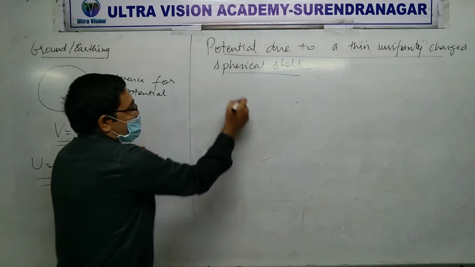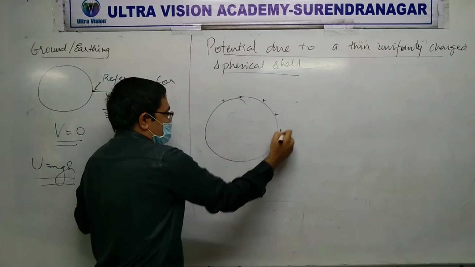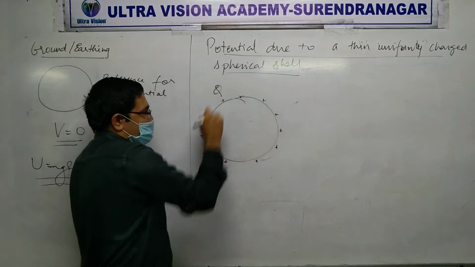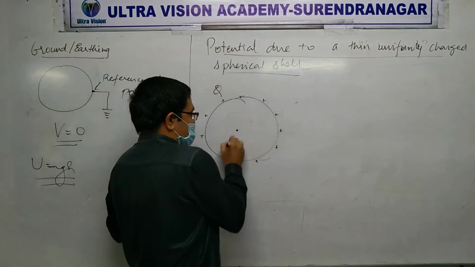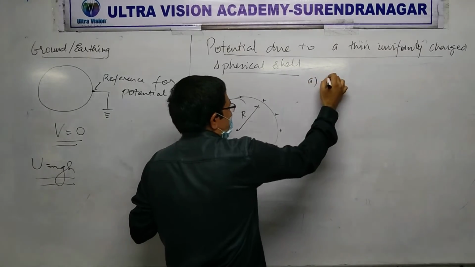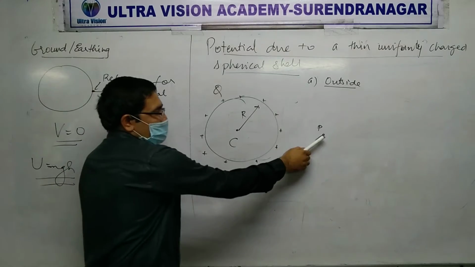Okay, so suppose there is a uniformly charged sphere. Let's say it has a positive charge Q, uniformly distributed on its surface. Here is the center. Let's say the radius is R. And here is one point P. First of all, we are targeting the outside region. Suppose this point is outside.